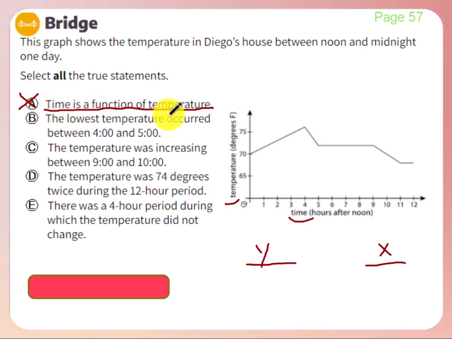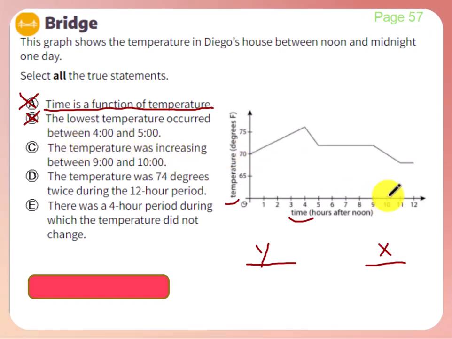The lowest temperature occurred between 4 and 5. So let's look at the interval between 4 and 5. So this doesn't look like the lowest temperature. And 5, we still don't have the lowest temperature. The lowest temperature is between 10 and 11. So that's incorrect. Okay, part C, the temperature was increasing between 9 and 10.